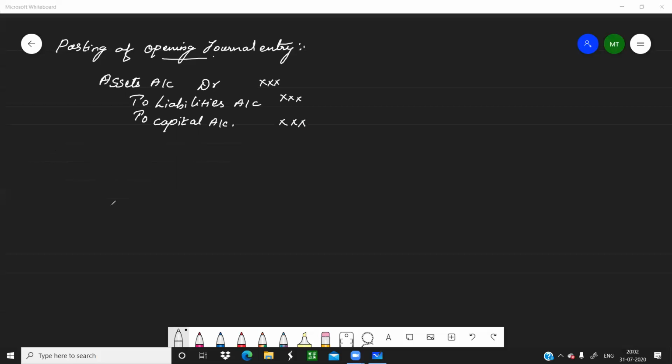Okay, so I will do one problem. The problem number is illustration 2. Illustration 2: prepare necessary ledger accounts in the books of Joy from the following opening entry. Illustration 2, page number 87. First, in the books of Joy, journal entries.